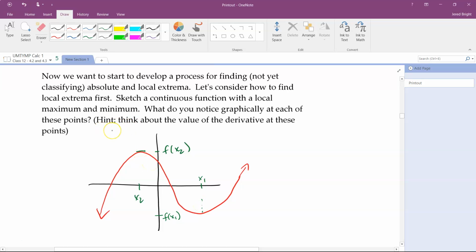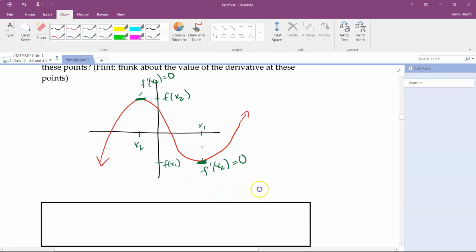Okay, so if I think about this graphically, what do I notice occurring at the maxes and mins? Okay, and there's a hint, so what is the value of the derivative at each of these points? Well, if I look, I drew a little tangent line here. Isn't that slope of the tangent line 0? And so this would mean that f prime of x2 is equal to 0. Does the same thing happen at the minimum? Sure does. F prime of x1 is equal to 0. Okay, and so that actually gives us a nice way to start to recognize where local extreme values might occur. Again, we have no mechanics for absolute yet, but we'll get there.